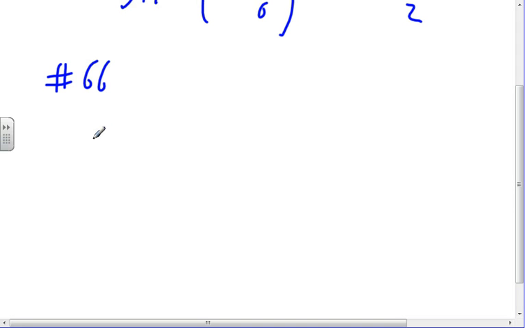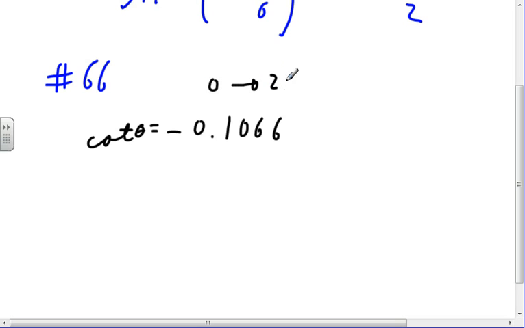66. Cotangent of theta is minus 0.1066. And we want to go between 0 and 2 pi. So we're going to get 2 answers between 0 and 2 pi. That's what we're looking for. Okay, my calculator is still in radians. I'm going to go 1 over the cotangent of theta is equal to the tangent of theta, which is going to be 1 over that number.